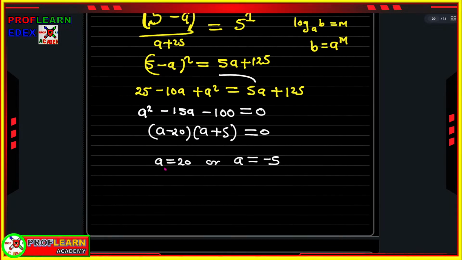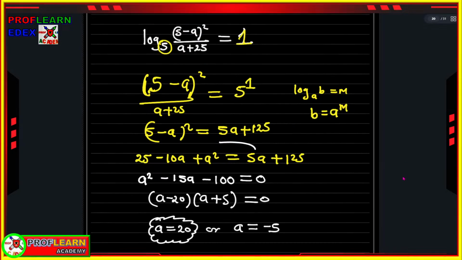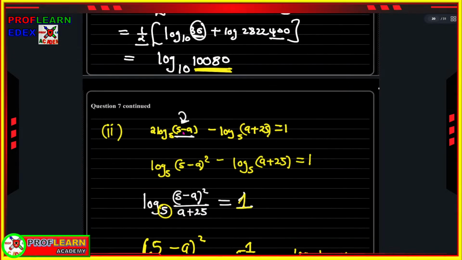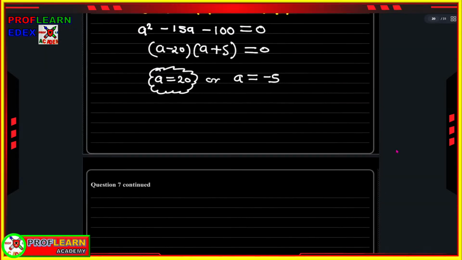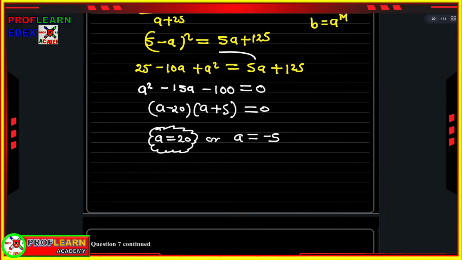And you can see now, if we take a equals 20 and we input it here, it will be 5 minus 20, and we are going to get a negative. So that is going to be a math error. So we are not going to take a equals 20 as a solution.